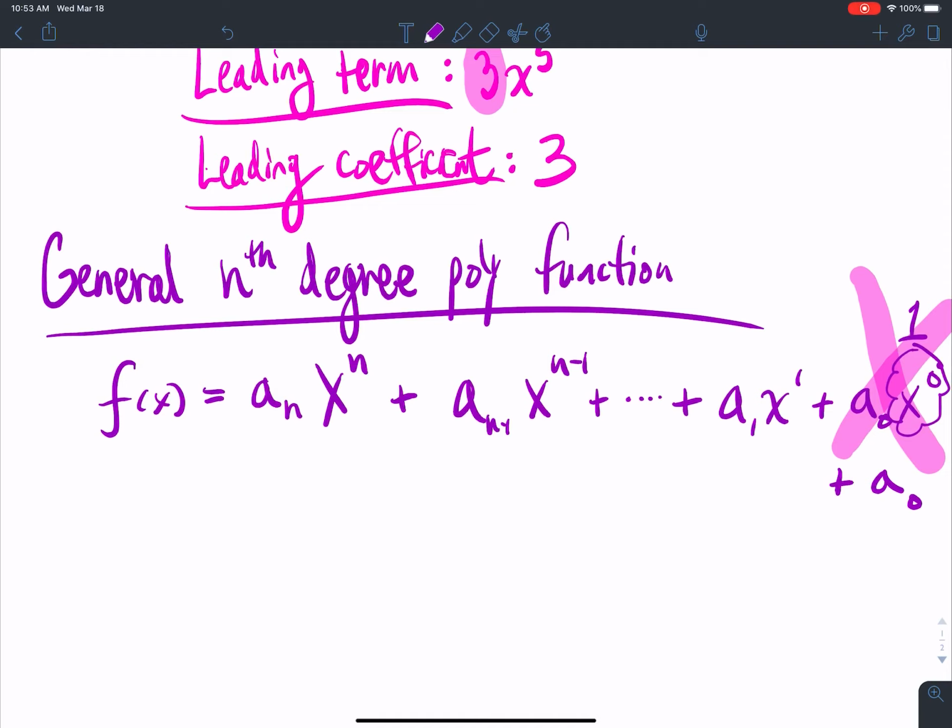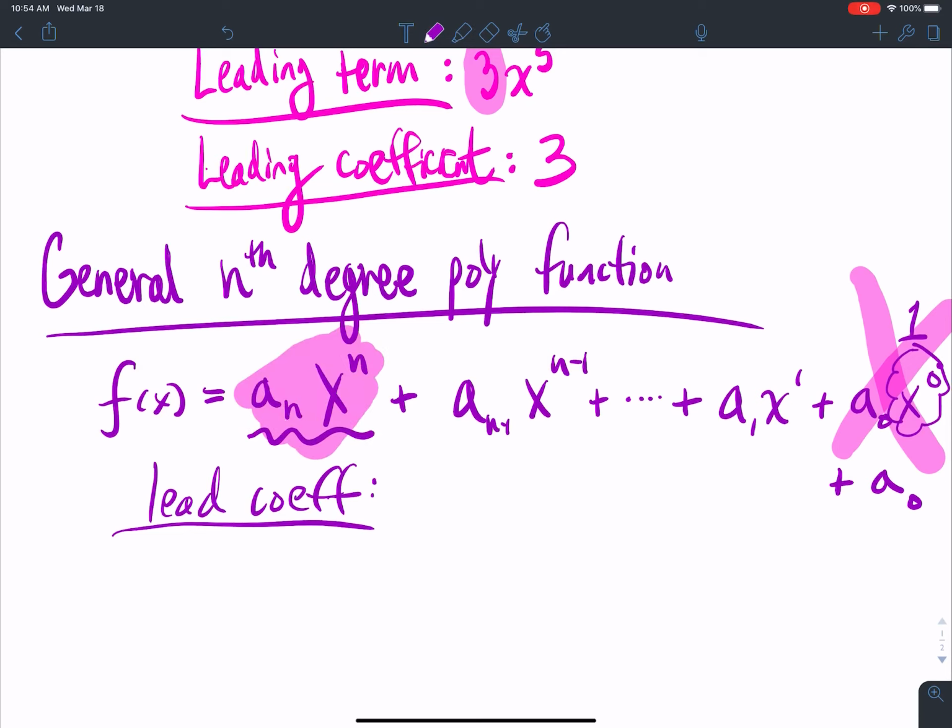All right. So the lead coefficient here, we look for the lead term. It's this term right here. That's the term that dictates how the rest of the polynomial is going to behave in overall behavior. And so look at that. The lead coefficient is a sub n.